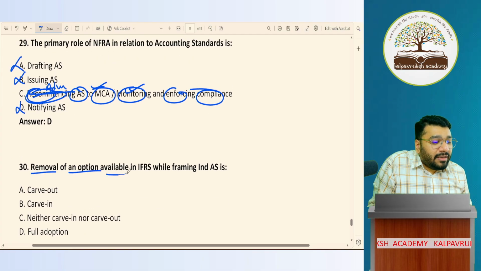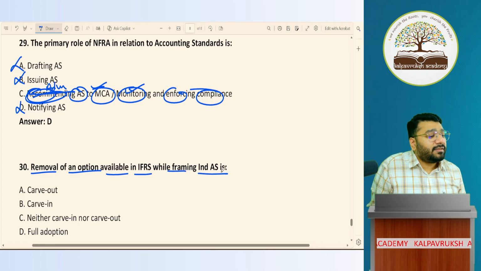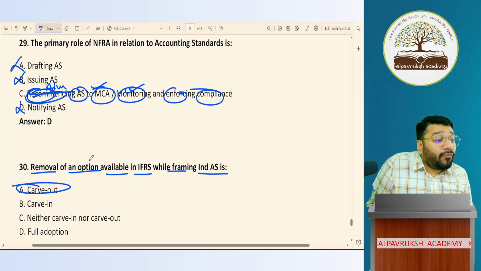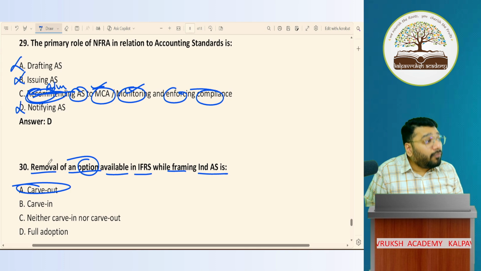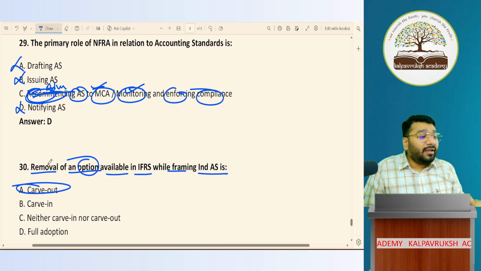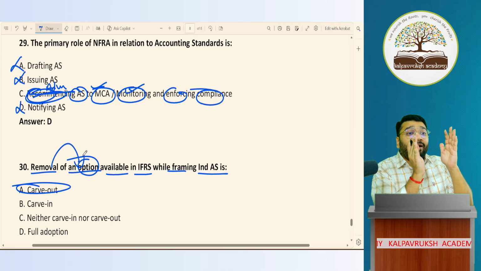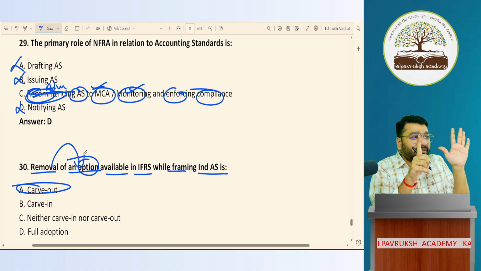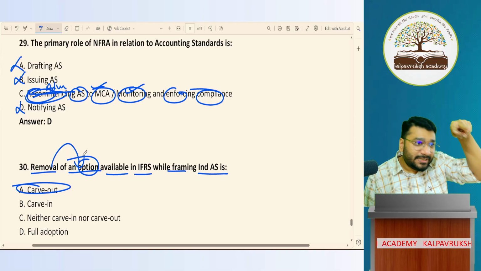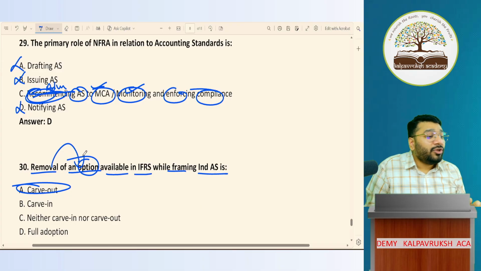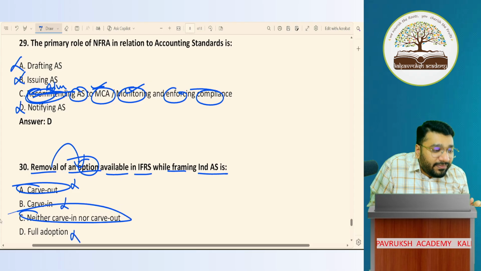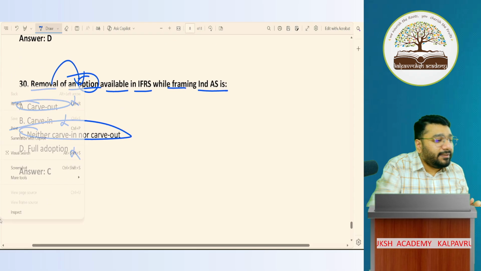Removal of an option available in IFRS while framing Ind AS is carve out. Is removal of an option carve out? When you're deviating from principle and policy, that is carve out. I'm removing options, which means in the principle there are 6 options, and I'm removing 4 options. The remaining 2 options are based on the principle only. Am I changing the principle? No. So removal of options is not carve out, neither carve in, nor full adoption. It is neither carve in nor carve out, which is 30C.